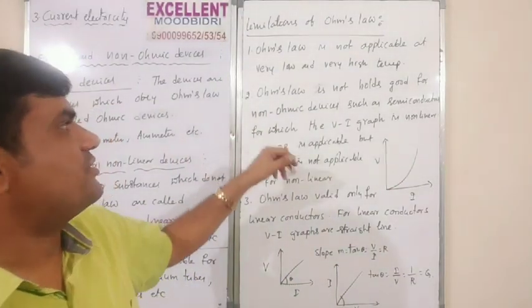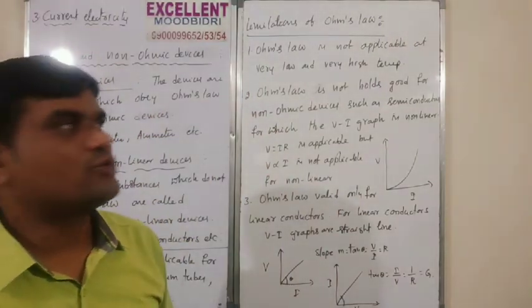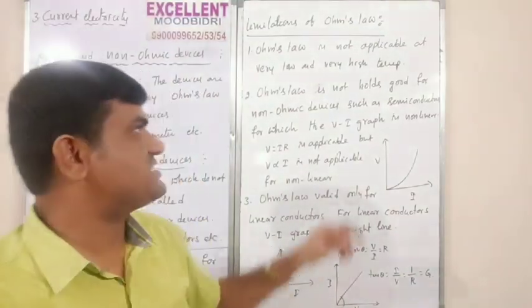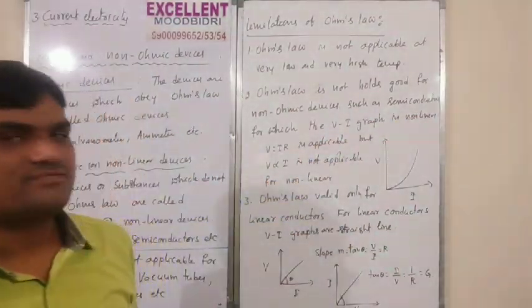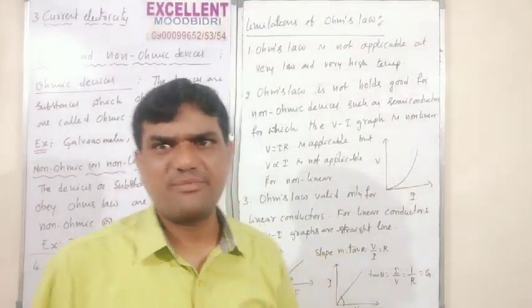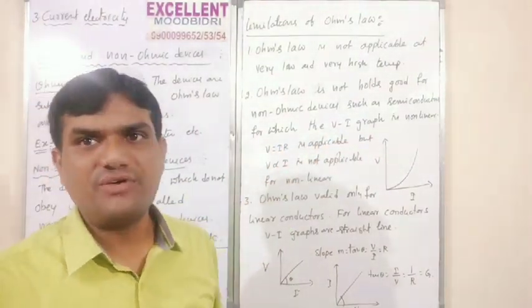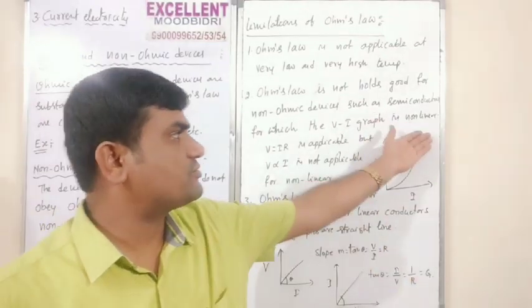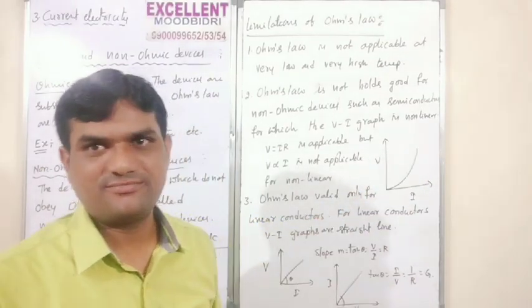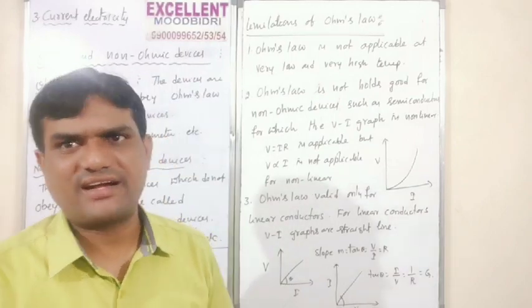So the second point, Ohm's law does not hold good for non-ohmic devices, such as semiconductors, for which the V versus I graph gives a non-linear, not a straight line. So a curved line will come like that. This is a graph of VI for non-linear conductors.